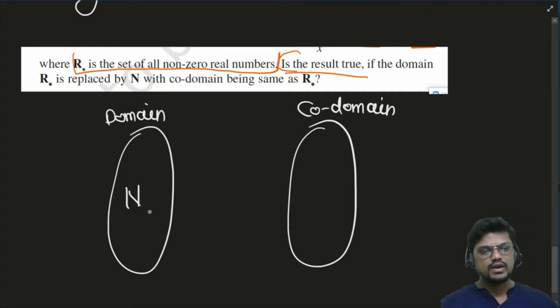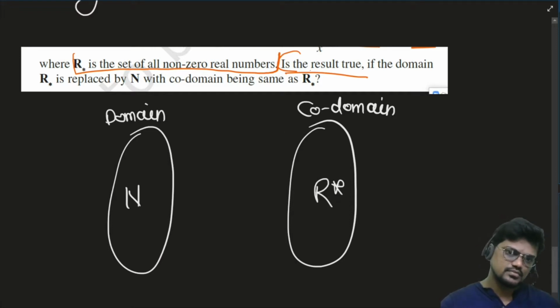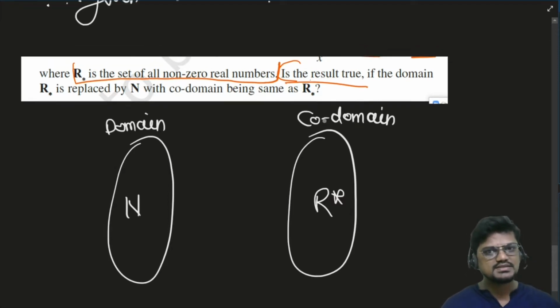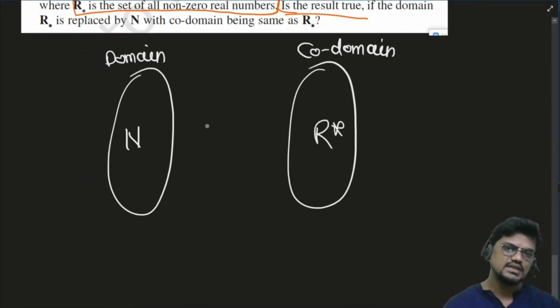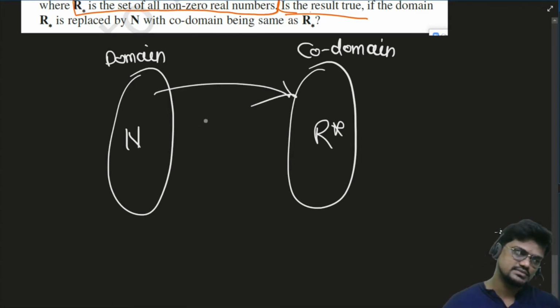that is 1, 2, 3, 4, 5 up to infinity. And the elements in the codomain are R star. Now is the result true for this case also? Can I say the given function is a 1-1 function? See, for a 1-1 function, first I will enter the values over here, and that value should be there in this.